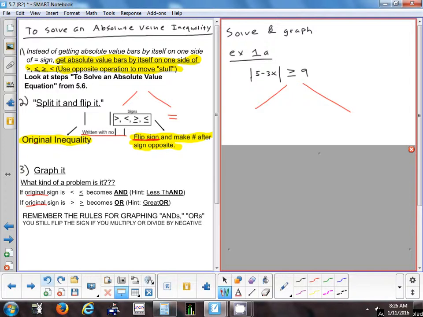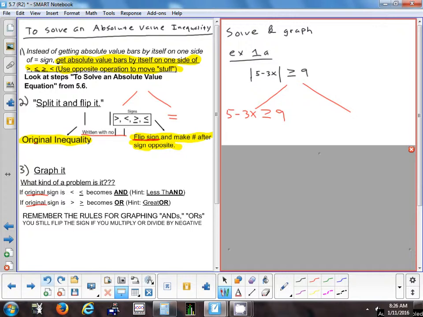The first problem, all I want to do is write down the original inequality, take away the bars. Anybody think they can tell me what my first inequality is going to be? Just taking away the bars, and that's pretty much it. Kevin? 5 minus 3x greater than or equal to 9. Perfect. There's our first problem. We're going to go through and solve it in a little bit. Now I need my second one.